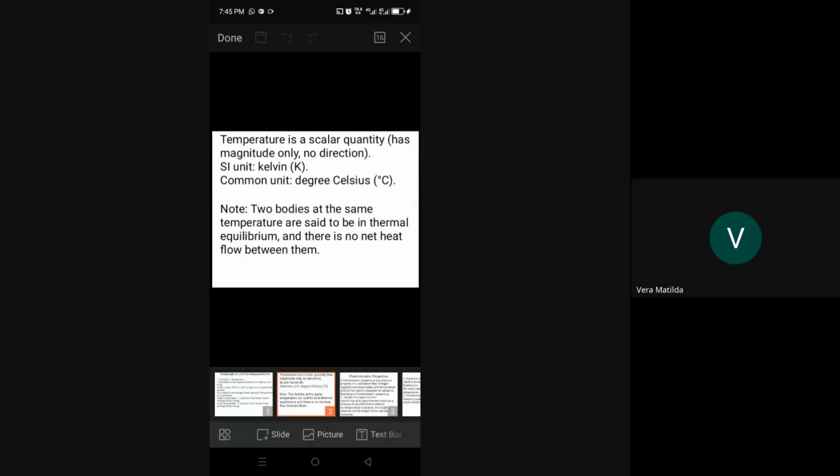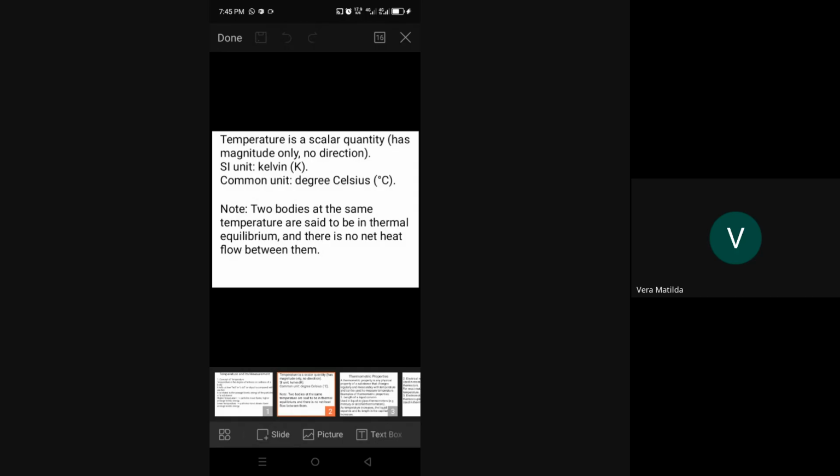Temperature is a scalar quantity. A scalar quantity. Don't forget, it has only magnitude, no direction. Okay. Temperature is a scalar quantity. The SI unit of temperature is Kelvin.